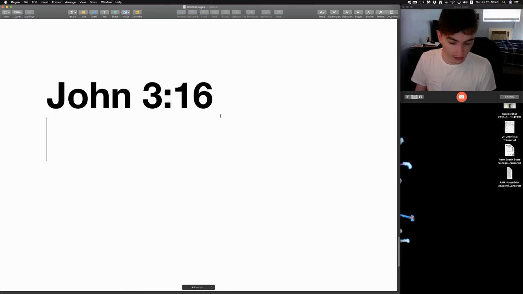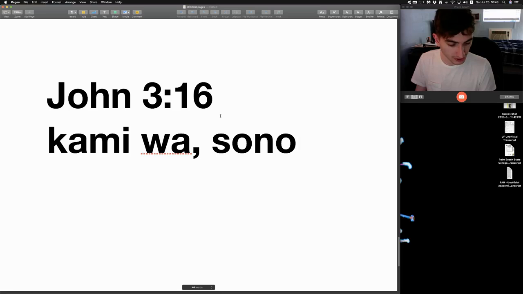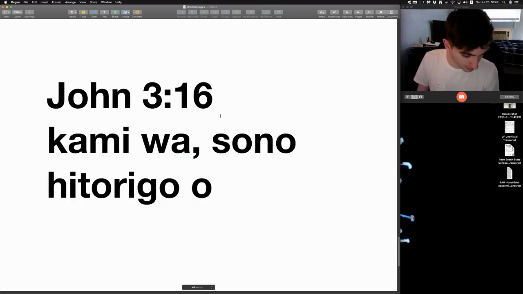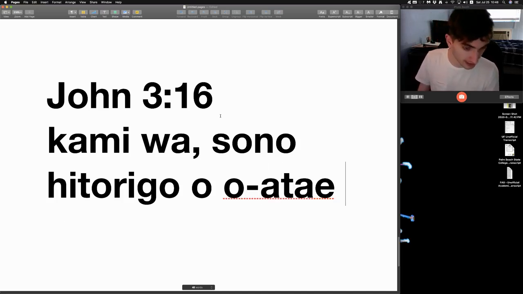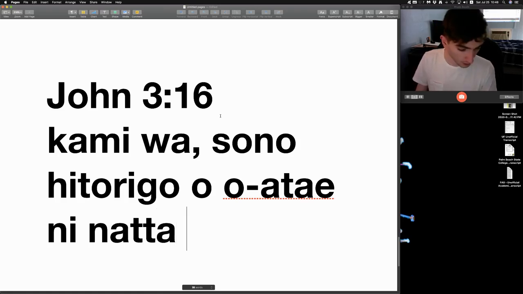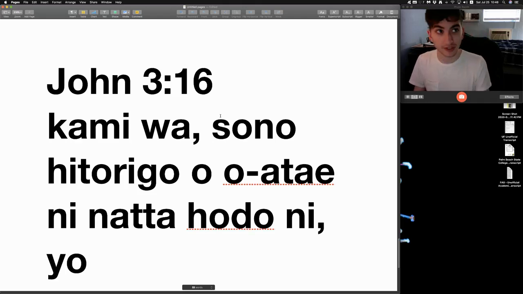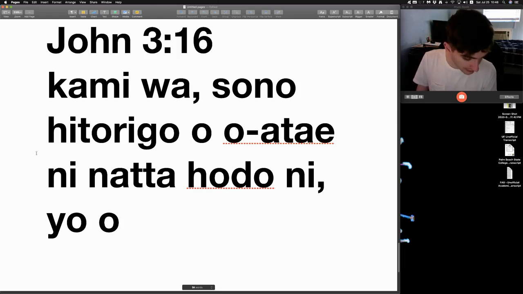That will be, and I'm writing this out, 神は、その一人子を. And you know what? I will put in just O for that. 一人子をお与え, and I will just add a hyphen there. お与えになったほどによう愛された. And you know what? We don't have so much time, so I'm just going to do the first part of John 3:16. よう愛された.